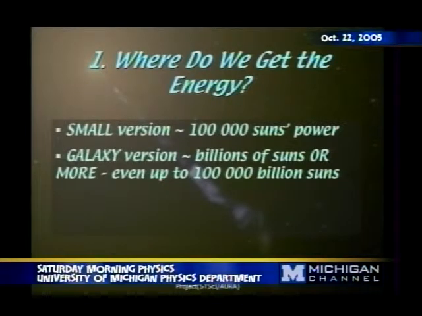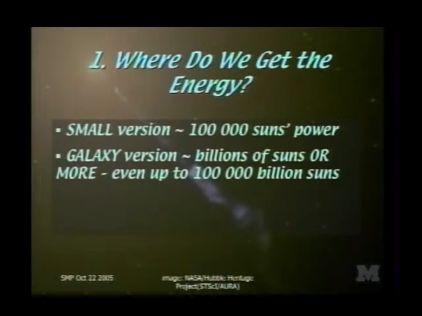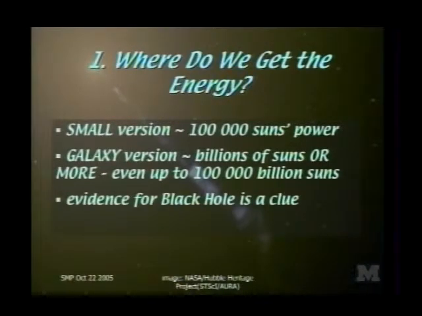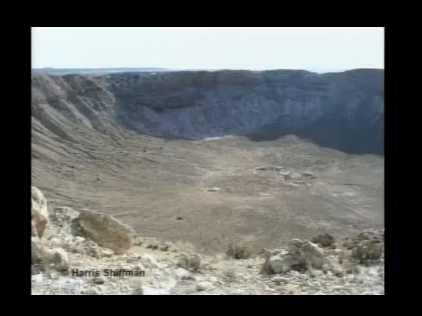It can take up to 100,000 billion suns worth of energy to push some of the really powerful jets that we see in the universe. Well, the fact that we saw evidence for a black hole in the galaxy with the spiraling matter is a clue for us. It tells us that maybe we should consider gravity as a source for energy. Why? Because gravity is a really good energy source. It makes stuff like this. It makes stuff fall and gives them energy when it goes and hits something.